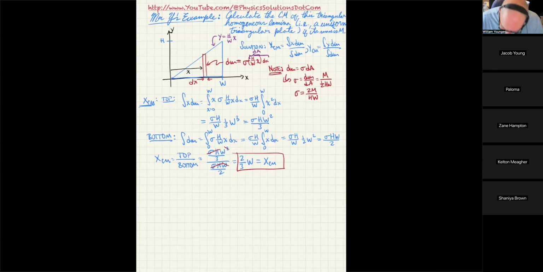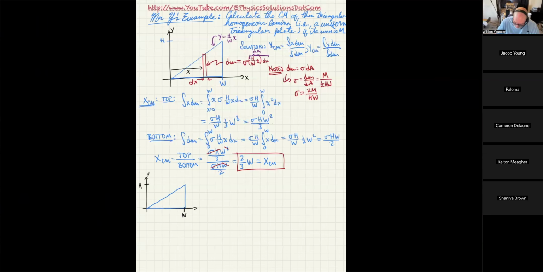The Y center of mass is a little more complicated. Let me draw a diagram again just so we can get that started. I'll draw the diagram a little smaller this time. And I'm going to call this distance W, and I'm going to call this height H, and this is going to be our triangle right here to here to there.